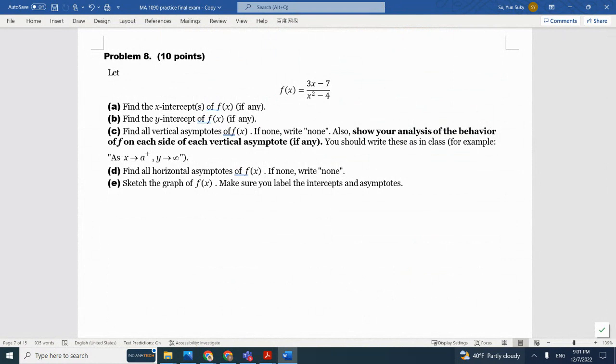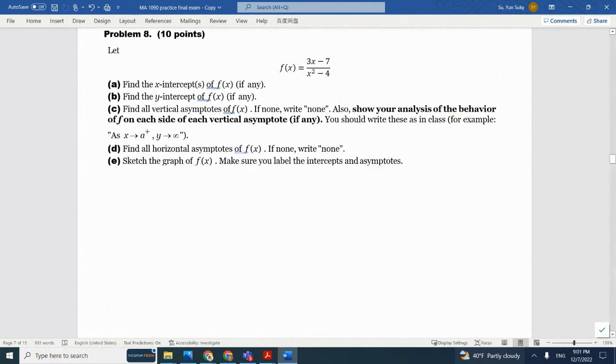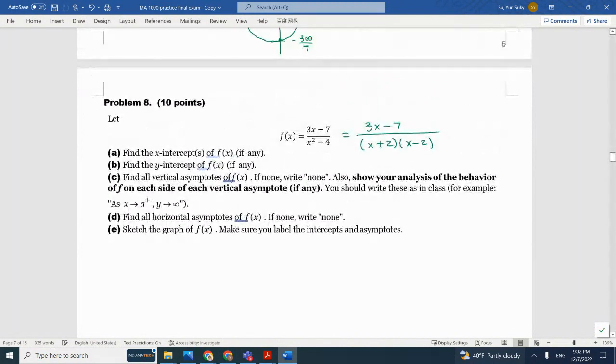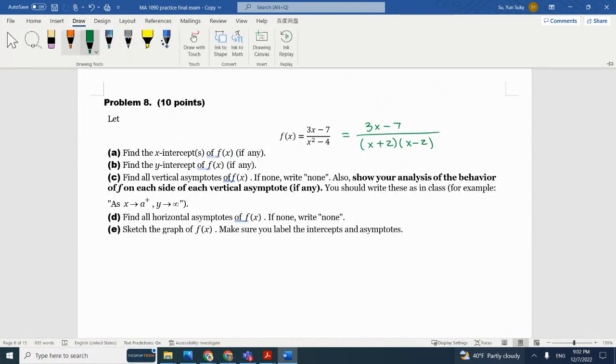This one. Okay, so first step, find the x-intercept. First of all, we want to factor. So 3x minus 7, and when you factor the denominator, you see that's x plus 2 and x minus 2. You should be familiar with the factoring.